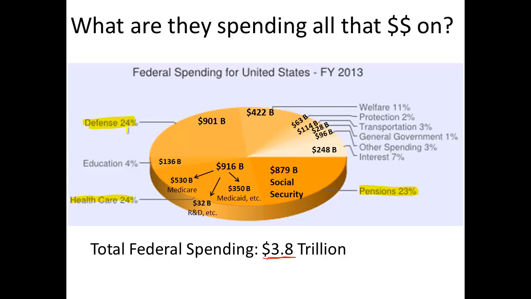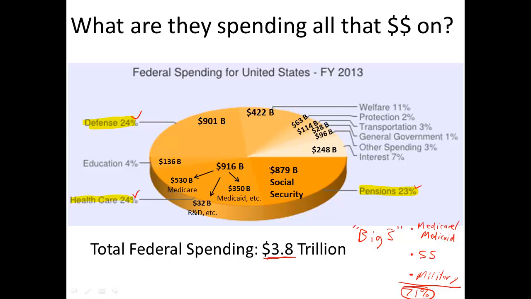I want you to notice that these big three programs right here, which again are the government health programs of Medicare, which is for old folks, and Medicaid for poor folks, Social Security, which is retirement income for old folks, and then the military. Together those add up to 23 plus 24 plus 24, 72% of the budget. No, I'm sorry, 71%. Together those add up to 71%. More than two-thirds of all federal spending is on the big three programs.